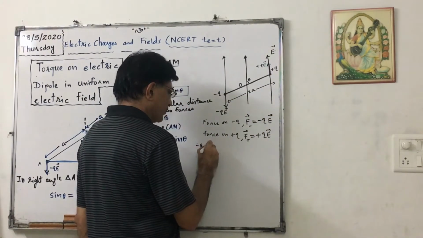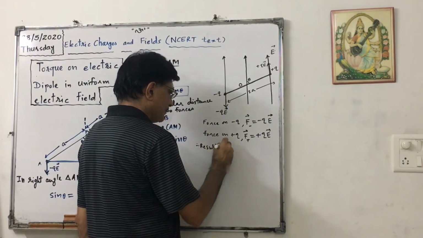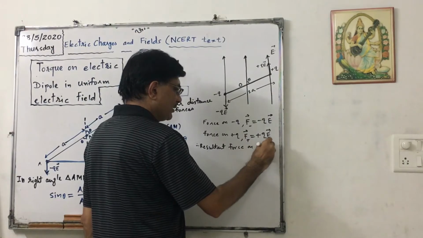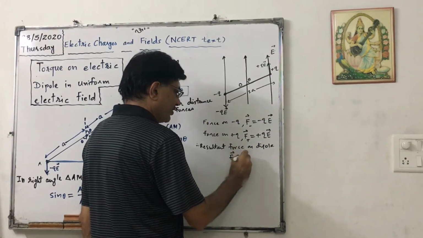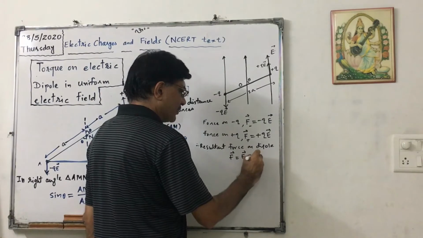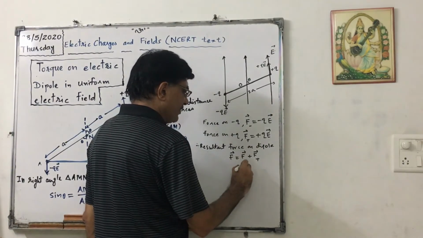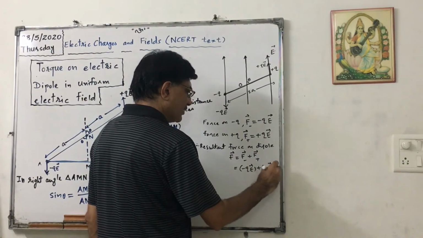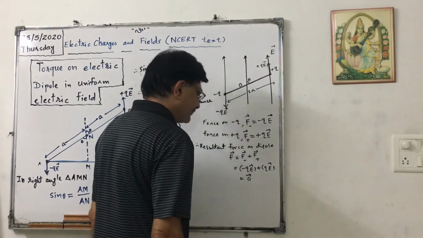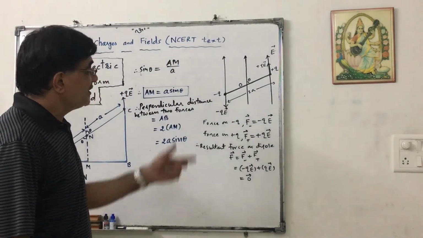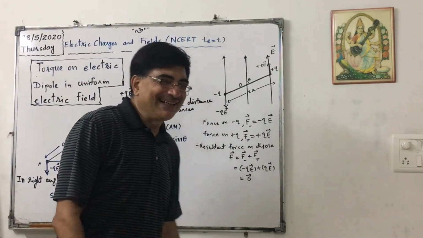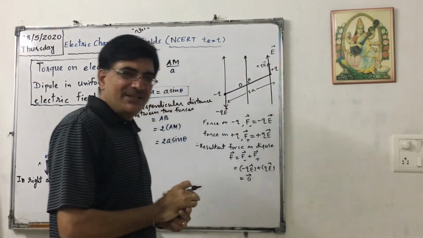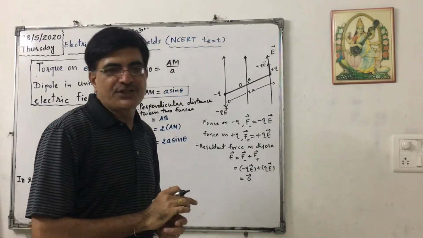Therefore, resultant force on dipole, vector F equals to F minus plus F plus. That will be equal to minus qE plus qE. That will be equal to vector 0. Here force is 0 but torque is not. Why? Because the lines of action of the forces are different. So we have to obtain the equation for torque.